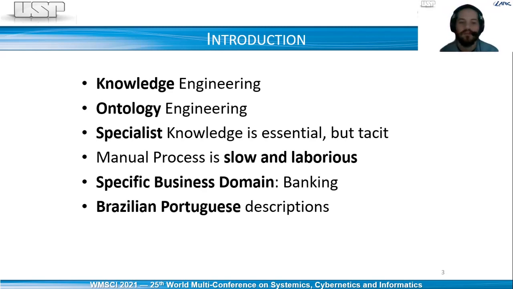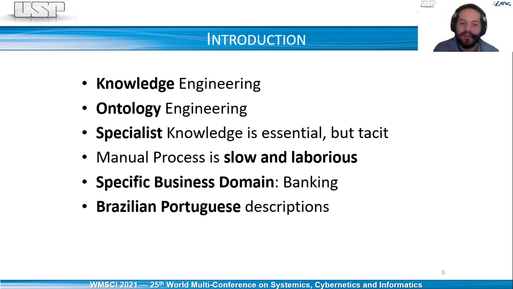It is important to highlight that we have two main specialists in this process. We have the domain specialist, the specialist in the area where the solution will work, and the knowledge engineer, the specialist in knowledge representation. The domain specialist must validate the representation created by the knowledge engineer. So, as we can infer, the manual process is slow and laborious, and here we try to improve this process.